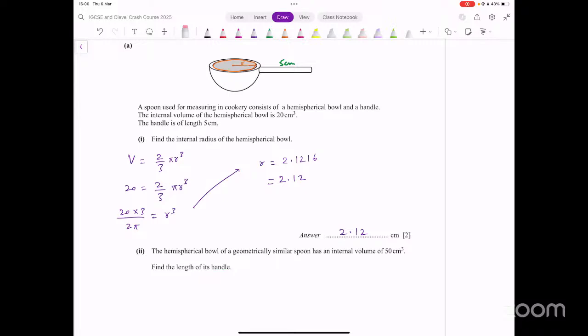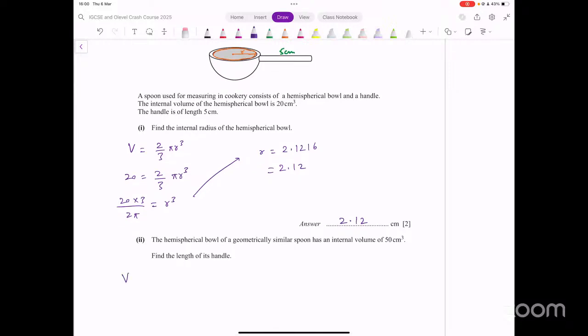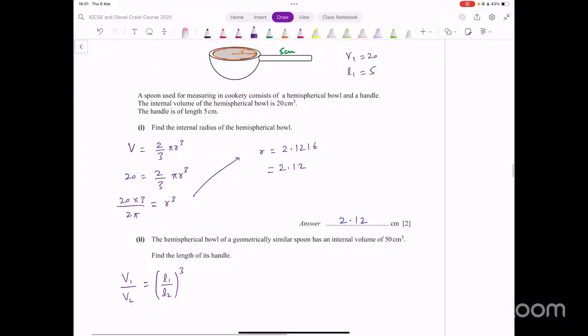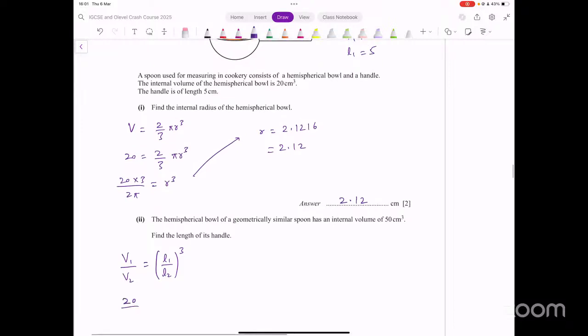Okay, now how do we think about this? We have two similar figures. We're talking about their volumes. What's the ratio of volumes and sides? V1 over V2 is equal to L1 over L2 whole cube. Ratio of volumes is equal to cube of the ratio of sides. Let's call the original one figure 1. For this, we know that the internal volume is 20 and the length is 5. So 20 over something equals 5 over something whole cube.